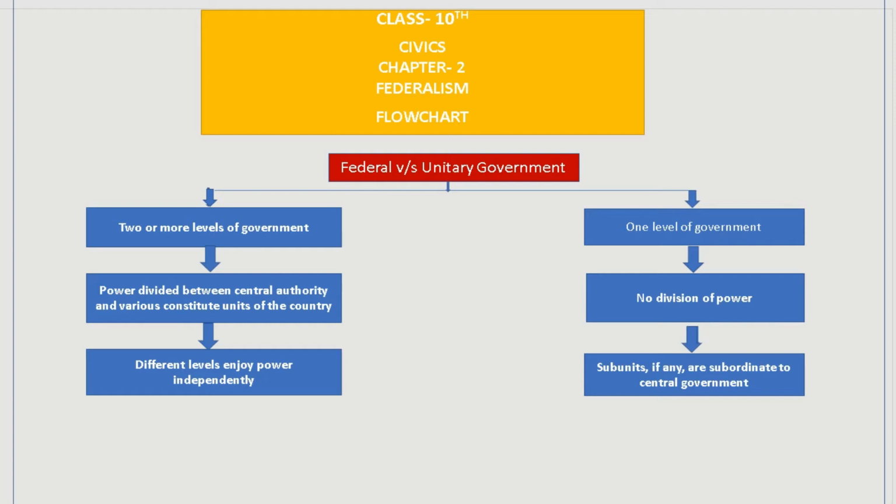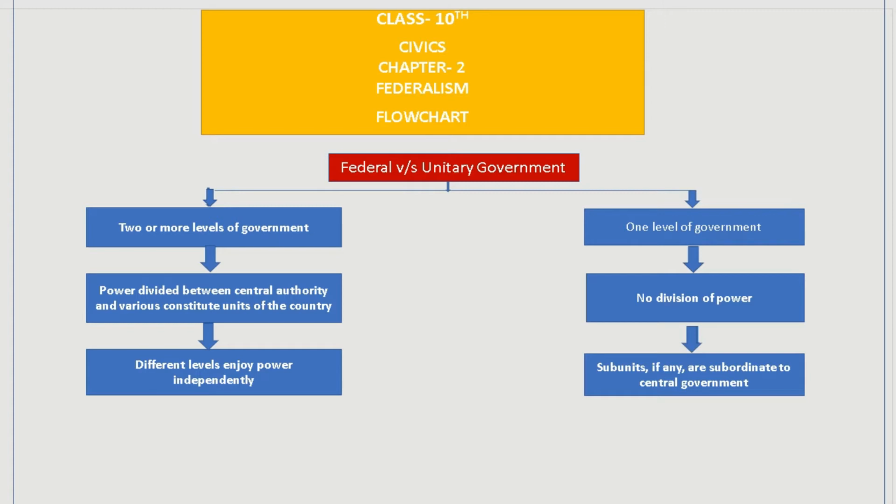The first heading is federal versus unitary government. Throughout different countries you will find that different forms of government are present. First it is federal, and second it is the unitary form of government. Under the federal system, first, there are two or more levels of government. Second, power is divided between the central authority and the various constituent units of the country. Third, different levels enjoy power independently.